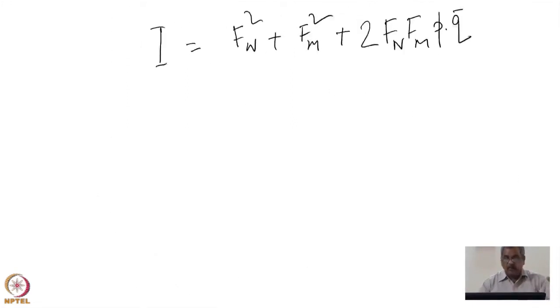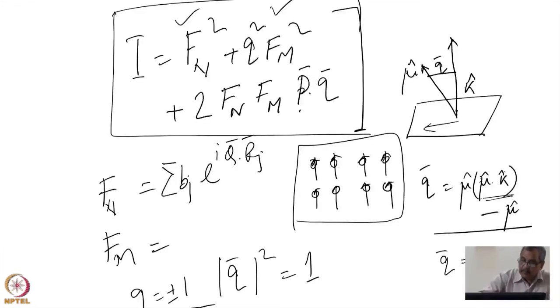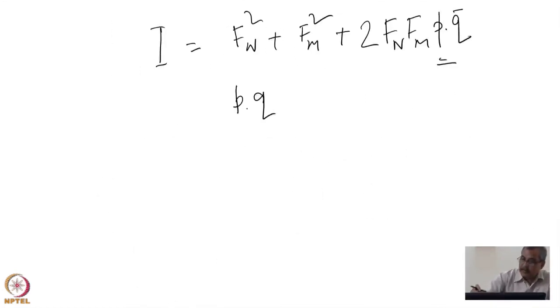In that case, please note that this P is not the P vector, let me make it capital P, I'm sorry. Let me just make it capital P so that you don't get confused. This is capital P, this is not the vector here, and this is also capital P. This is also capital P.